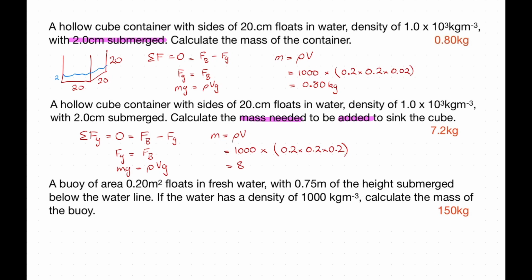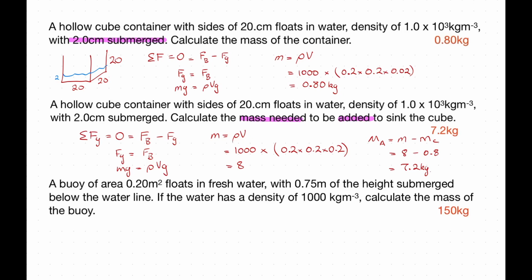The key word here is the mass added. So in this situation, in our first question, we actually calculated the mass of the cube in the first place. So if this was an independent question, you would need to calculate the mass of the cube first before you can remove it from there. Otherwise, you could try and put it all into one calculation. But we're going to say that the mass added is going to be equal to the total mass minus the mass of the container, which is equal to 8 minus the 0.8, which is then going to get me the 7.2 kilograms.